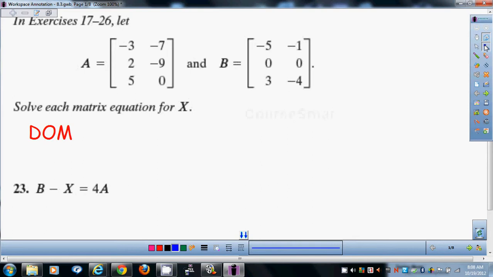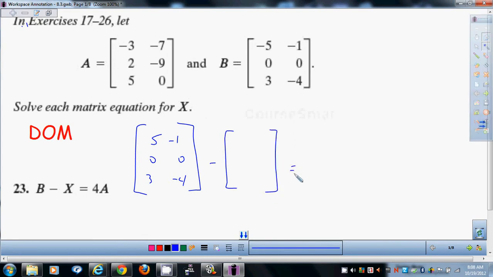But the DOM, hopefully you set it up something like this. B, you should have written out, minus some phantom thing that we don't know yet, equals 4A. Now, how do you think the 4 is going to affect A? When you have a scalar times a matrix, you just multiply every single entry by that scalar. So that would be negative 12, negative 28, 8, negative 36, 20, and 0.